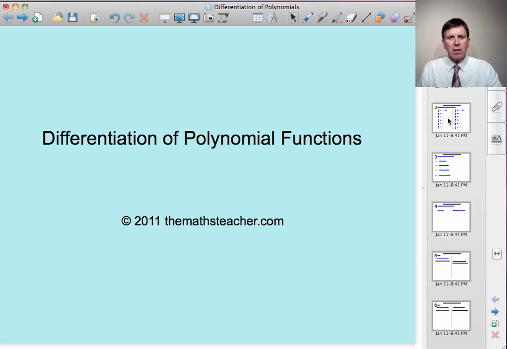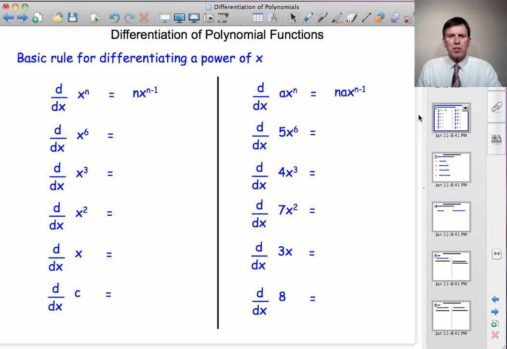Having done that, we'll take a typical easy exam question where we use differentiation to find the gradient of a polynomial curve at a given point and the equation of a tangent and normal to that curve at that given point. The basic rule for differentiating a power of x.